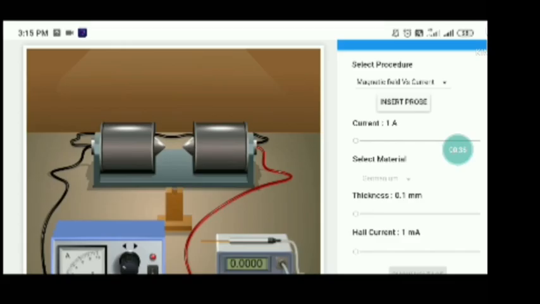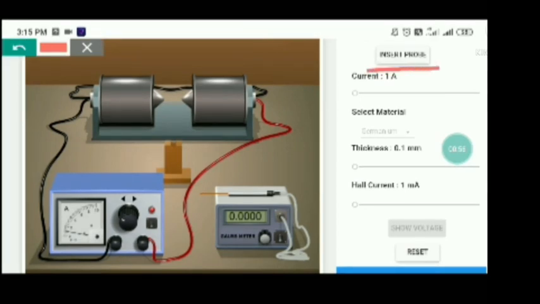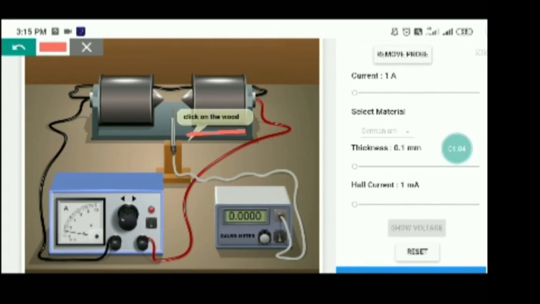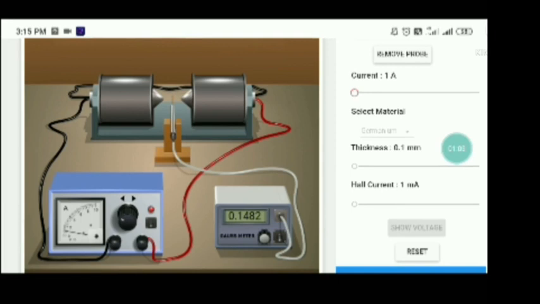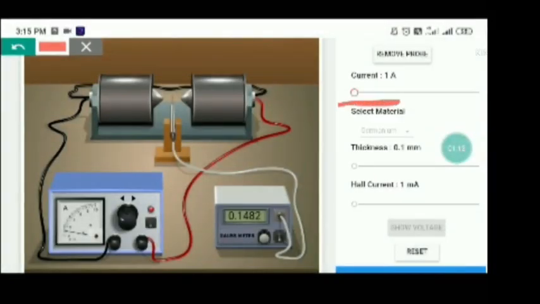Now we can see all the procedure as I discussed in the experiment on the laptop. You can see all the things here. Insert probe, and you can change the current. Now you can see the current is deactivated. If I click on insert probe and then click on the wood, now you can see the current is activated. Here you can change the current knob.